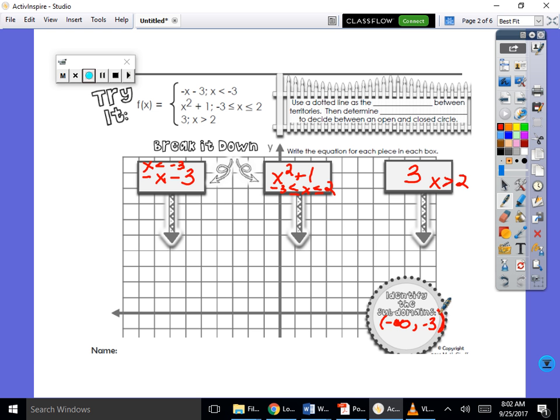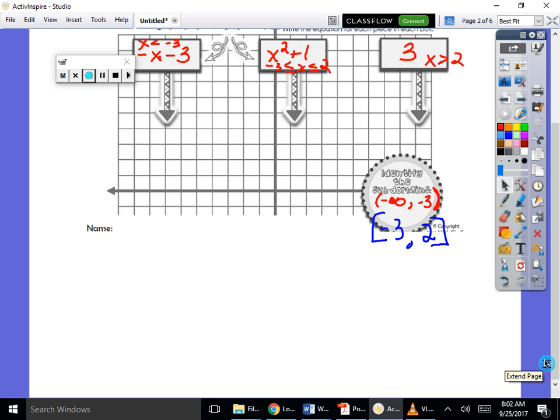Now this one, what's my domain? From where to where? It's going to include negative 3, and it's going to go to positive 2. And the last one is going to be from where to where? This one, what's the domain? 2 to what? Infinity. Okay? So those are my 3 separate domains.